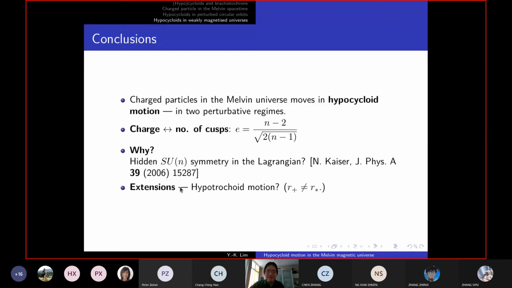Aside from that, because everything I did is very simple, it's easy to extend in multiple directions. For example, I have been focusing on the case with sharp corners, r plus equals r minus, and Ching Hao has pointed out that when they are not equal, these are trochoids. So one should generalize and see whether you can get more general hypotrochoid motions in this space-time. Again, this project is not difficult. It can be a Europe's project or a FYP project. If any student wants to do it, let me know.